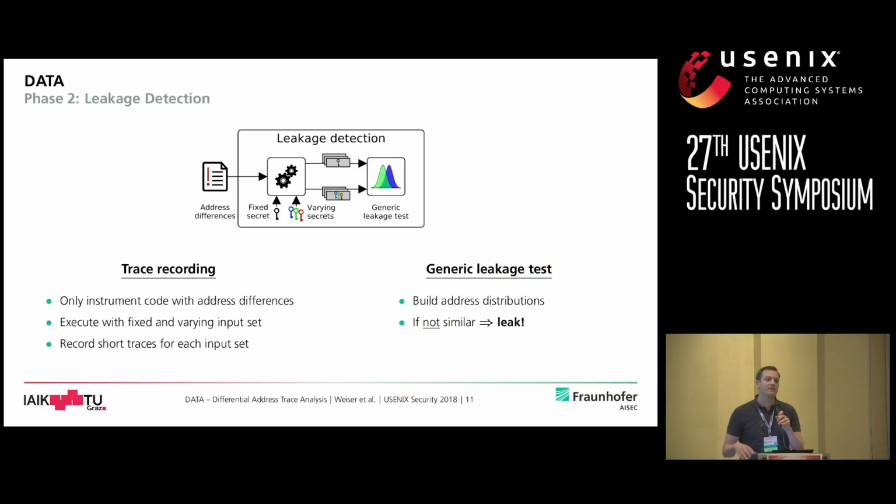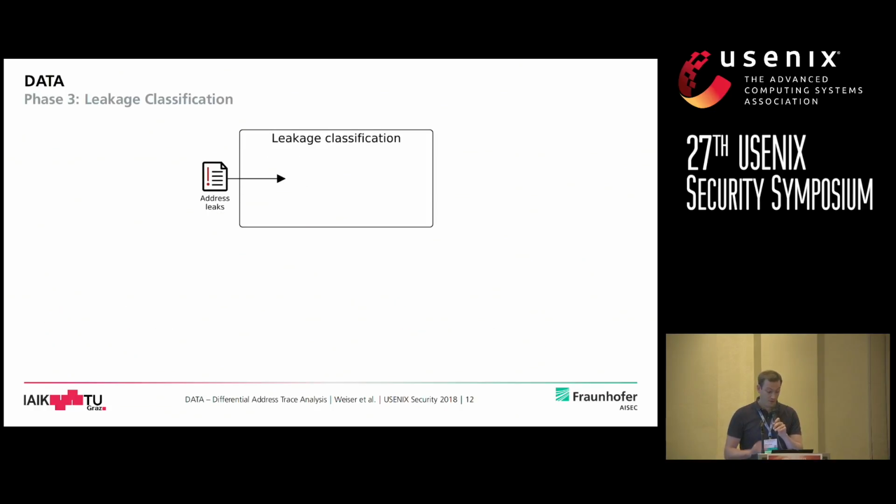The reason behind this is, if I change my secret input and I observe a different address distribution, then I inevitably learn something about my secret input. The problem is I'm not really sure how much I learn or how critical that leak actually is. So this is why we also introduced the third phase that will give us this insight. But first, we accumulate all the leaks in an intermediate report, and then we advance to the third phase.